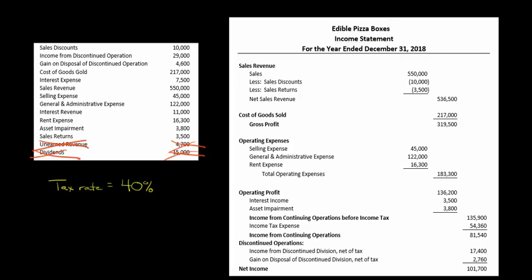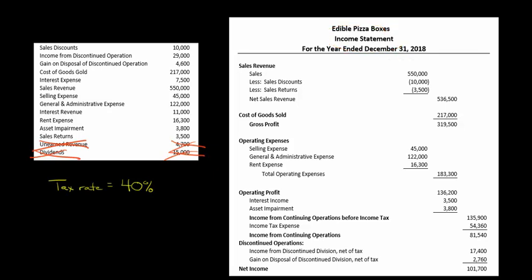So we're going to have a company where we've done some research and people are still hungry after they've eaten a pizza, and so we make pizza boxes that are actually edible and people can eat them. That's our wonderful company, and we've got our multi-step income statement for the year ended December 31st, 2018.